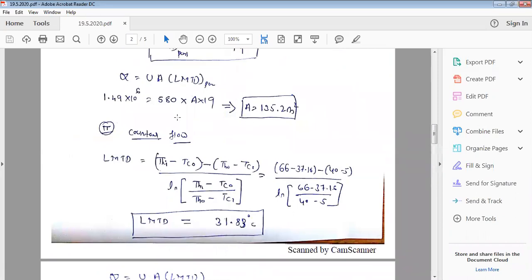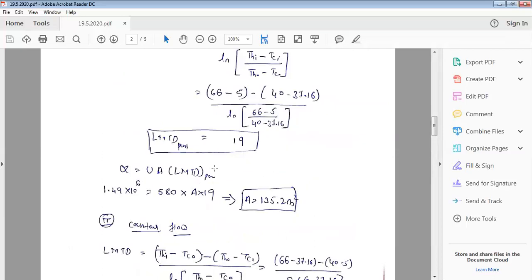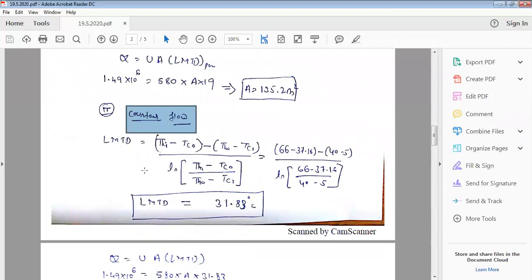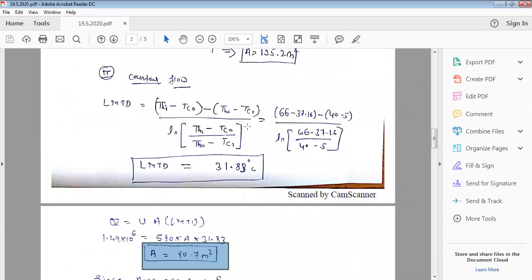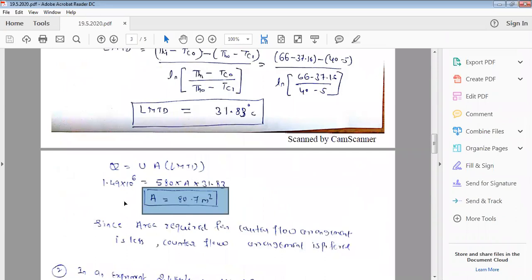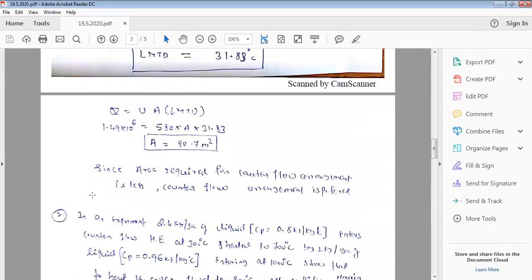Now slightly go here. What area did you get for the parallel flow setup? You got this much. And for counter flow you got an area of so and so. When you compare these values, the area is much greater for parallel flow compared to counter flow. The counter flow area is 80.7, whereas for parallel it is 135.2. That's why we need to comment that the area required for the counter flow arrangement is less. Counter flow arrangement is preferred.